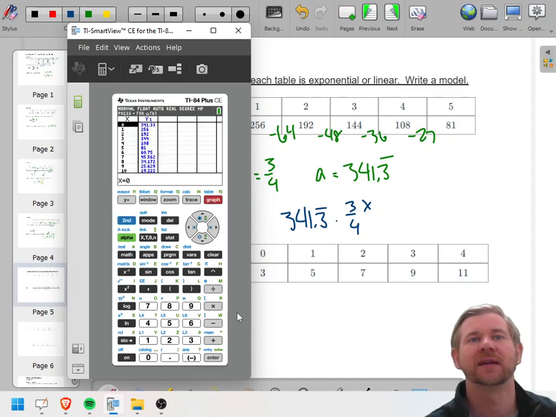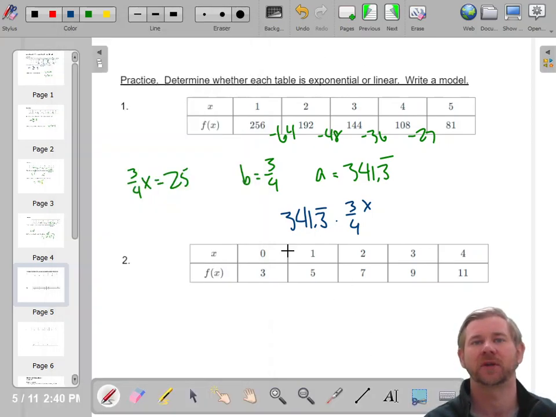When I go to my table, did I hit it? 1 is at 256, 2 is at 192, 3 is at 144, 4 is at 108. Yep, we got it. Good. All right, so that's your model.